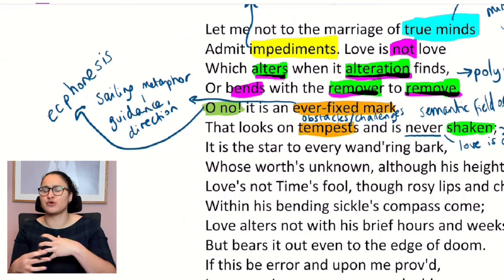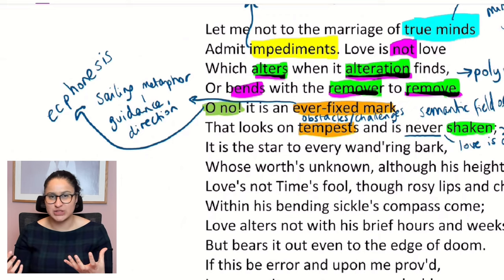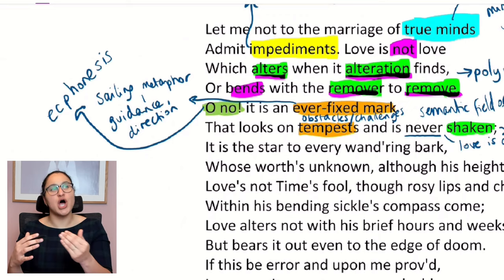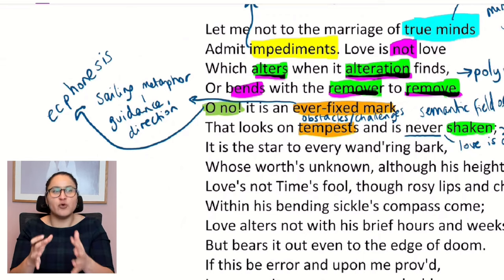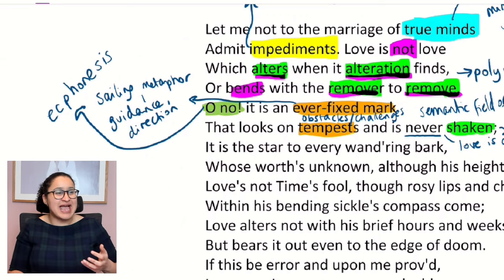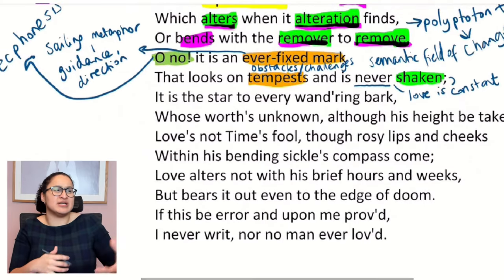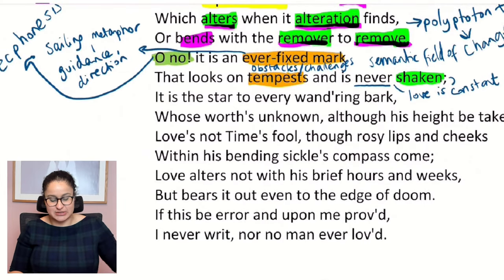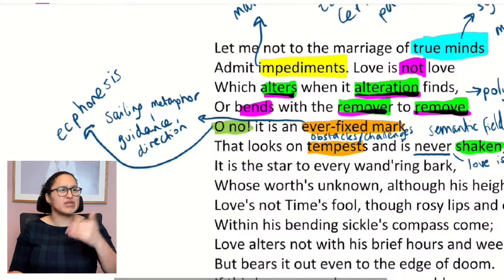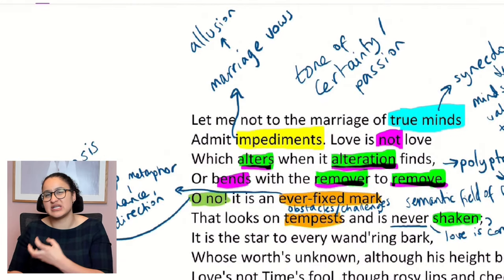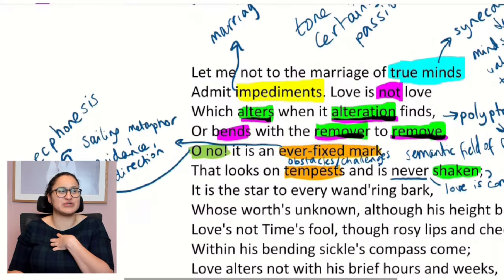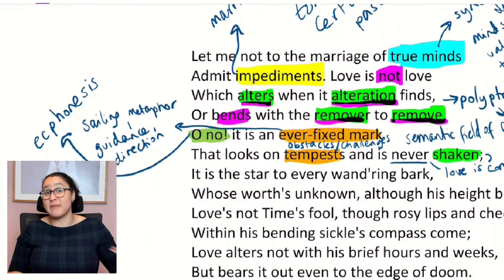He gets more abstract in the way he's talking about love. So he's going to start off with talking about love in its most legal, formal sense of marriage. And by the end, he's talking about doom and bending sickle's compass, and it's all going to get very deeply metaphorical. And I think that's part of reflecting that increasing passion and certainty with which he is speaking, the fact that he feels the need to speak more and more metaphorically.